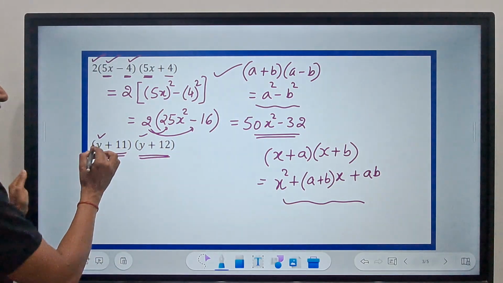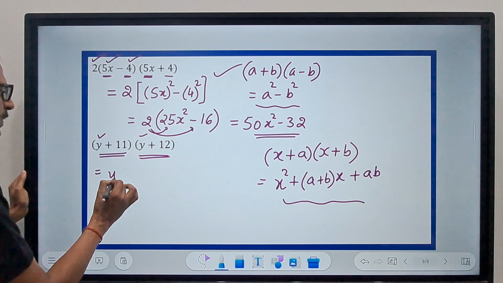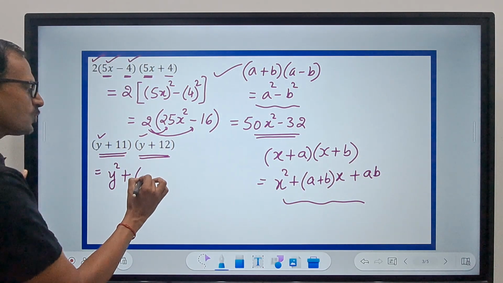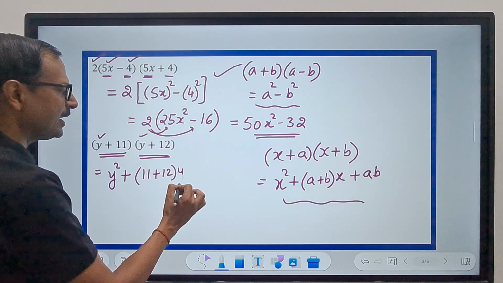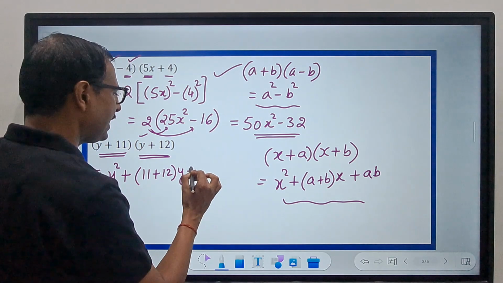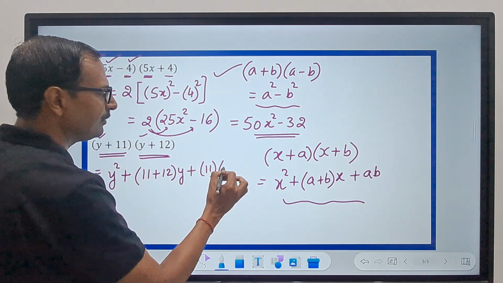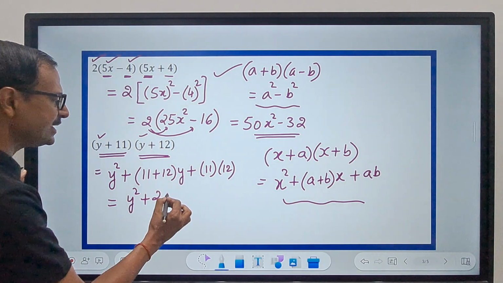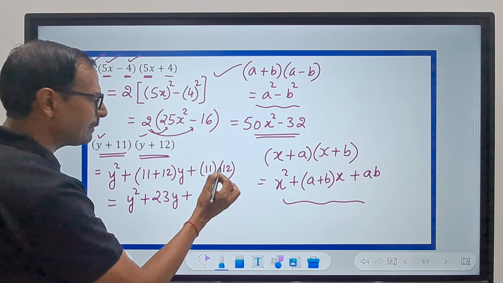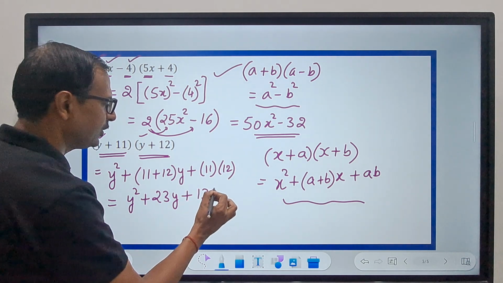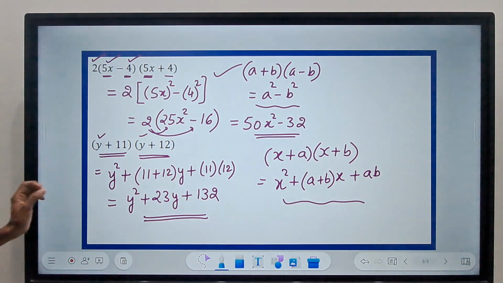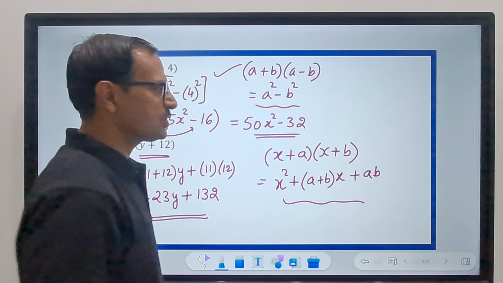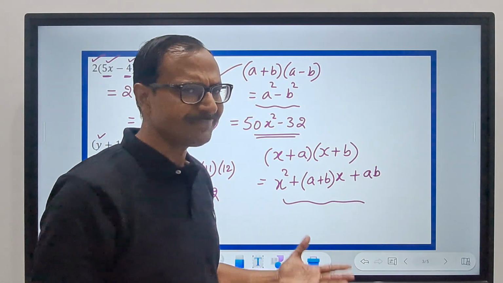In place of x I have y, right? So x square becomes y square, plus (a plus b), these two numbers, 11 plus 12 in the bracket, and then y outside, and then plus ab. ab is the product of 11 and 12. And so this will become y square plus, add them, you get 23y, and multiply them, 12 11 times is 132, and there you go. The simplified version of these two brackets is y square plus 23y plus 132, which is a result of application of this particular identity. Very easy, right?